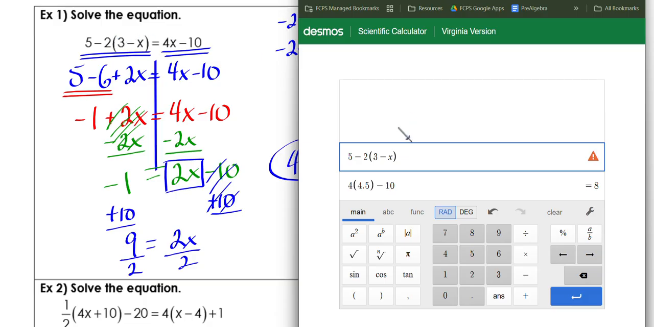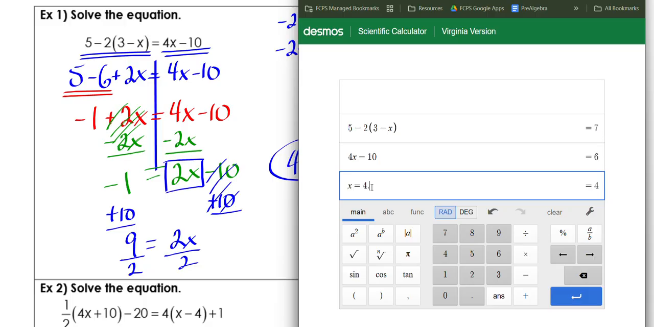So type exactly that, and then just tell Desmos, well, I think x equals 4.5. And it accomplishes the same thing. We see that 8 is the same on both sides.